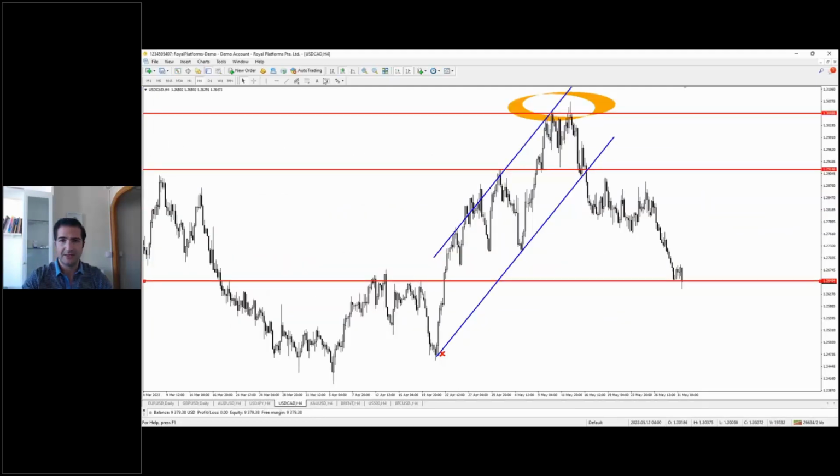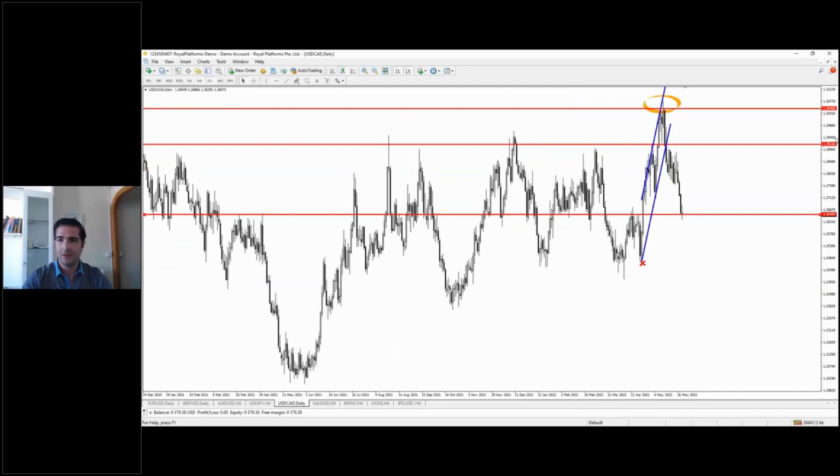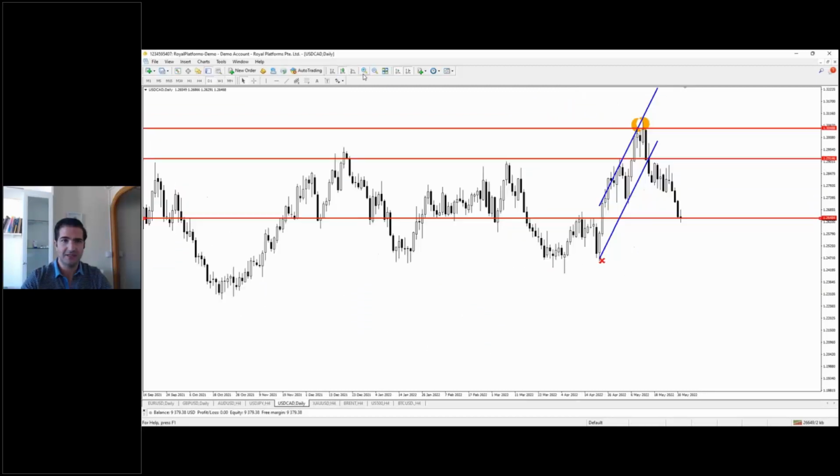USD CAD on the higher time frame, since here we have the USD as a base currency similar to USD JPY. Okay, so we consider that the market here just reversed. We have higher highs, higher lows, and then the market posted lower highs and lower lows. We have now lower highs and lower lows, so the market is clearly going to the downside.